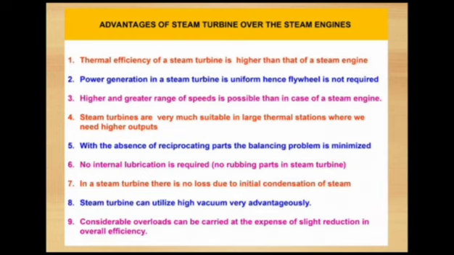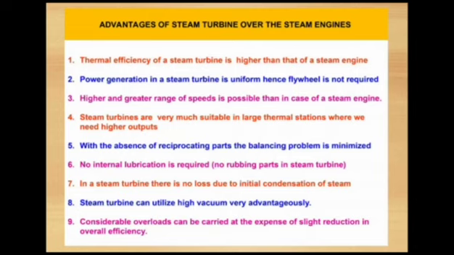Advantages of steam turbine over the steam engines. The first one is the thermal efficiency of a steam turbine is higher than that of a steam engine. The power generation in a steam turbine is uniform, hence a flywheel is not required. Higher and greater range of speed is possible than in the case of a steam engine. Steam turbines are very much suitable in large thermal stations where we need higher inputs. With the absence of high reciprocating parts, the balancing problem is minimized.